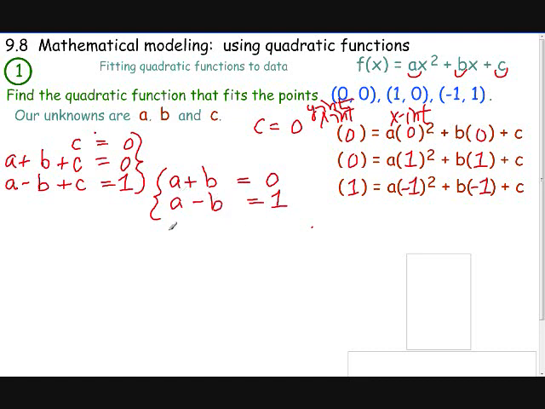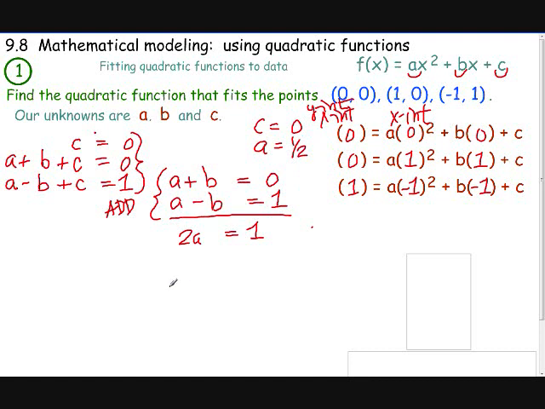What can I do? I can add these two together. And when I do, I'm going to be eliminating one of my variables. Which one is going to disappear? That's right. If I add together a positive b and a negative b, I'm getting 0. So I'll end up with 2a equals, when I add these two together, 1. So what must a be equal to? A is equal to 1/2.